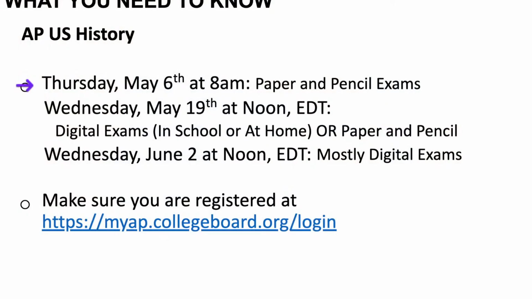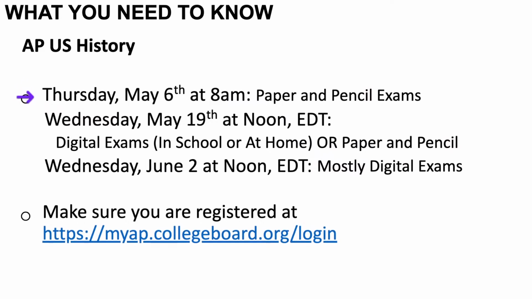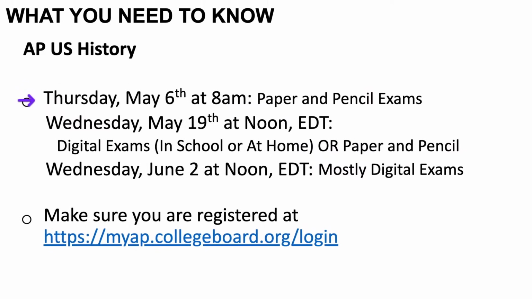So, first of all, there are three possible dates in which you may be taking the AP US History test. One of them is May 6th. If you're taking the test on May 6th, then you will be taking a paper and pencil exam. So this is a good old-fashioned AP similar to the test given 2 years ago, and it will be a full-length exam. But we also have some other dates.